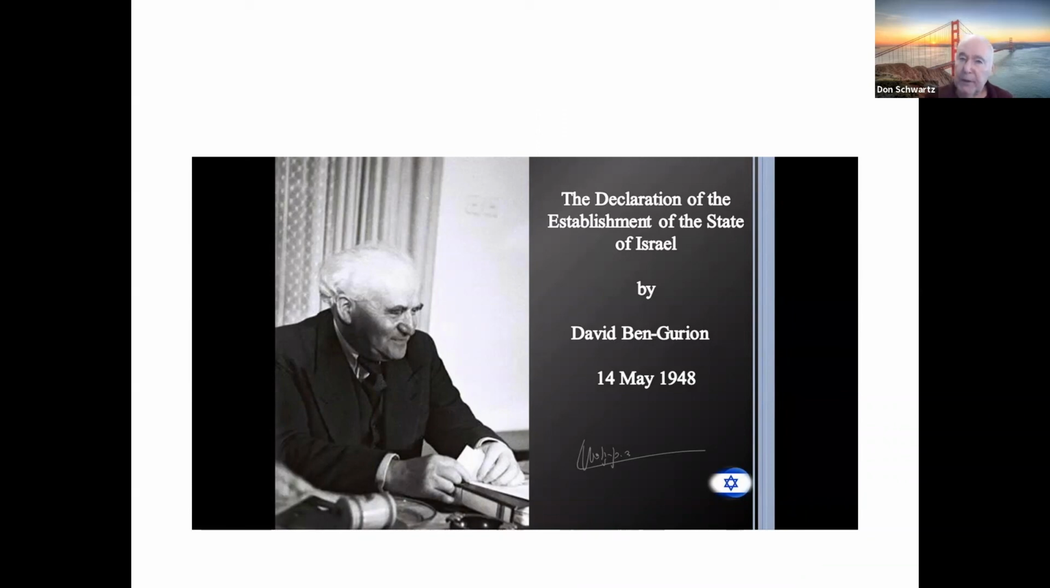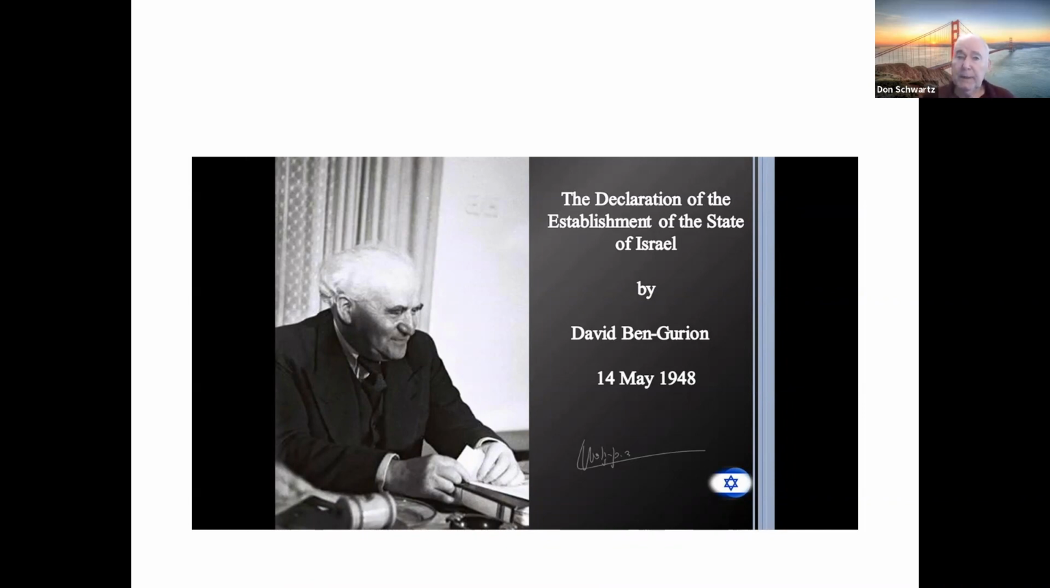Now, people wondered whether the United States would recognize the new nation. The State Department wanted to maintain good relations with Arab states, specifically because of their oil resources. And therefore, the United States State Department was vehemently opposed to Jewish independence. There were also a number of known anti-Semites in the State Department.